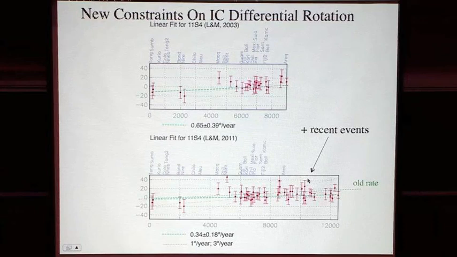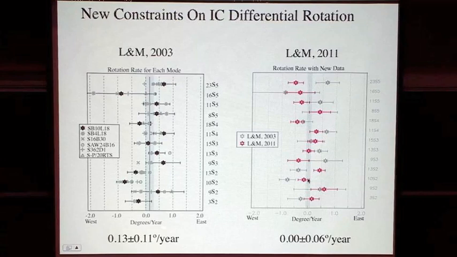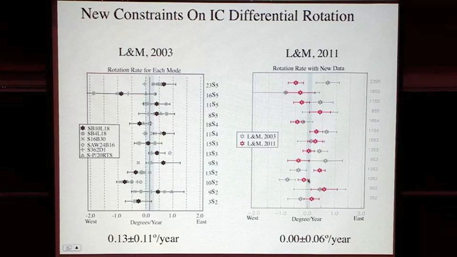Forget about this plot. The important one is here, where we determined the rates to reconcile all the data that we had for the last 40 years for all the modes. This is a summary plot, where this is our old study and this is our more recent study that includes all the data of the last 10 years for all the modes that we looked at. And of course, if we think that the inner core is rotating as a rigid body, then the same rotation rate would apply to all the modes. So you can safely determine the average, and the average is now really close to zero.